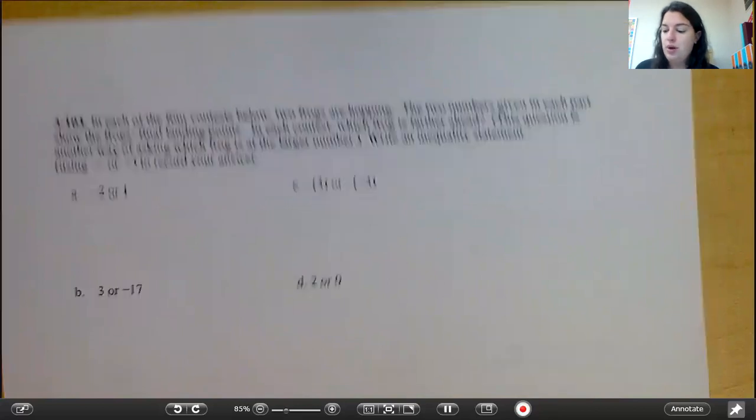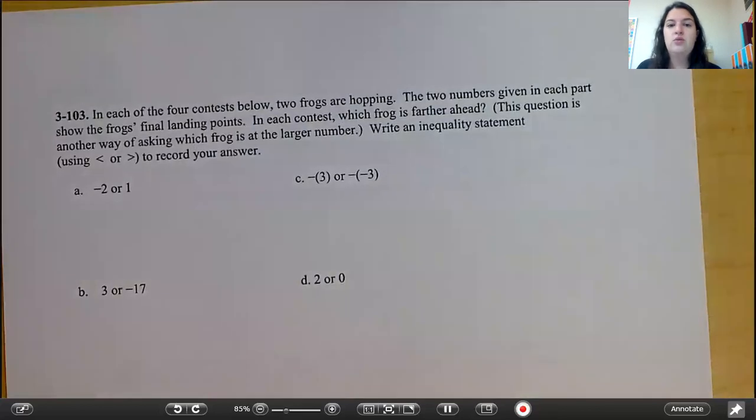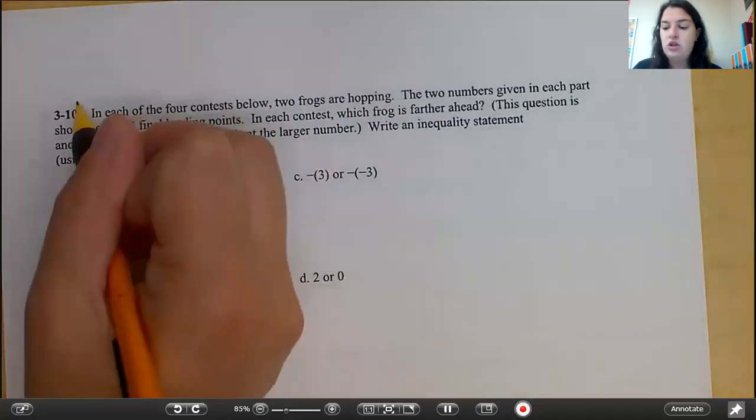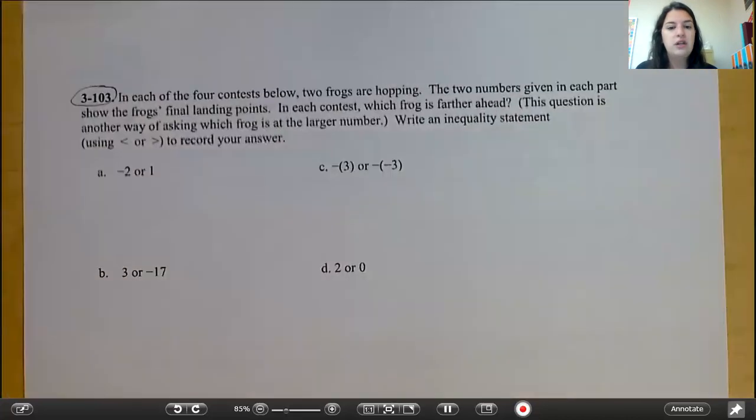So you are going to do parts A, B, C, and D for this problem, and we are going to save it to go over it in class. So this is the end of your video.